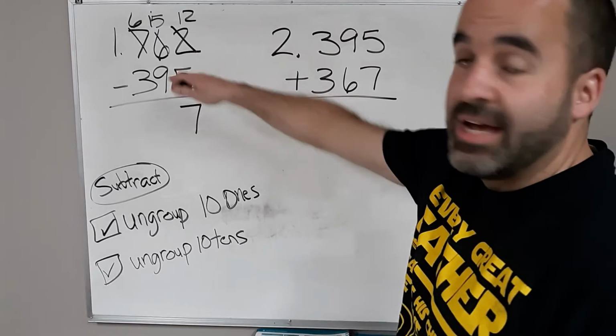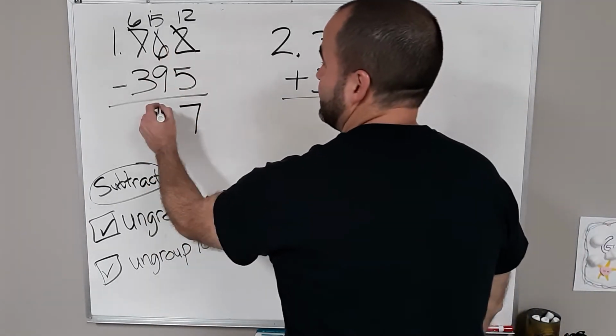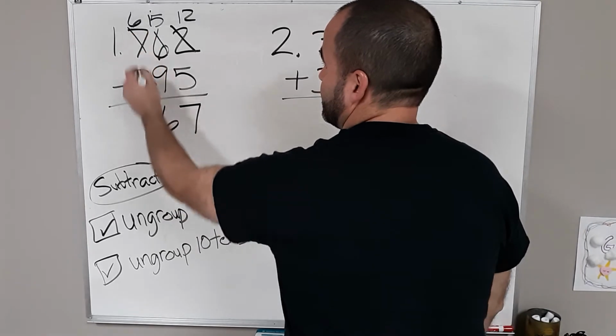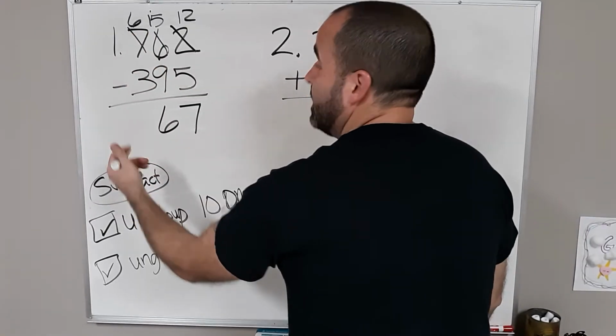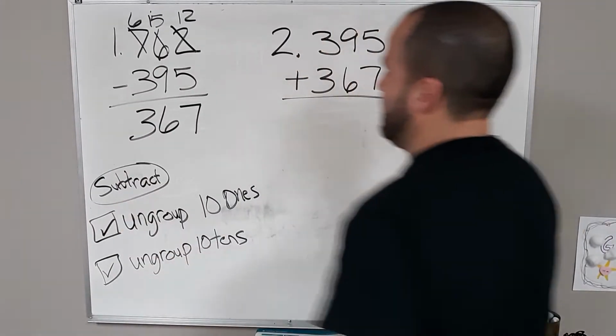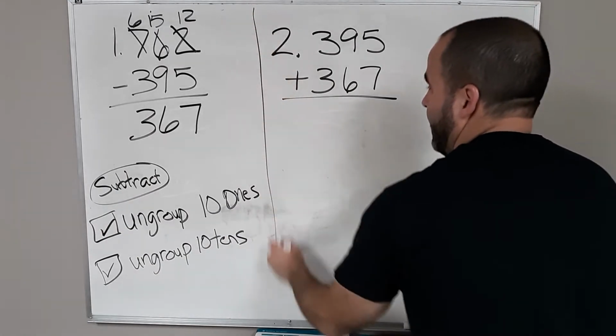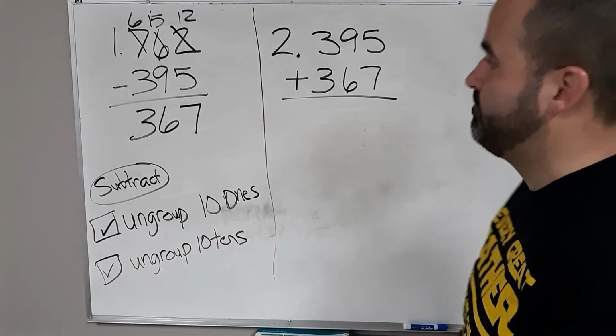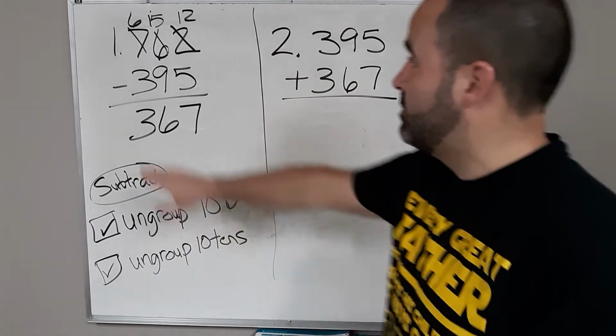So now we can subtract. 15 minus 9 equals 6. 6 minus 3 equals 3. And there is number 1. Now let's go on to number 2. Okay? So number 1, we subtracted.